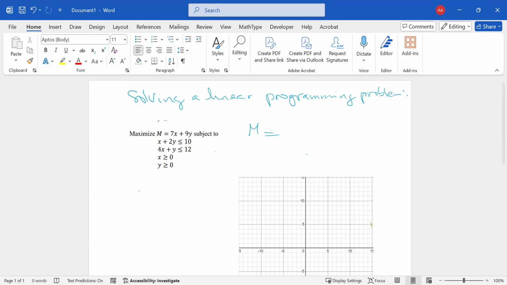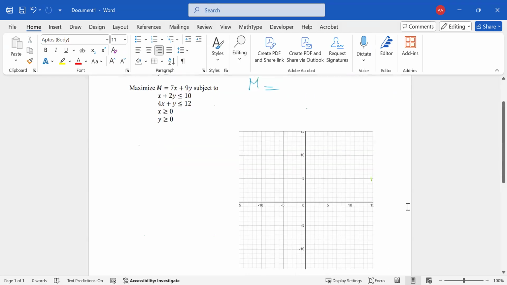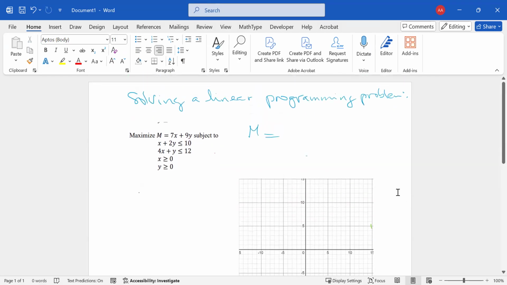M is the objective, all right? And these inequalities right here are the constraints. So we try to maximize this objective right here subject to the constraints.